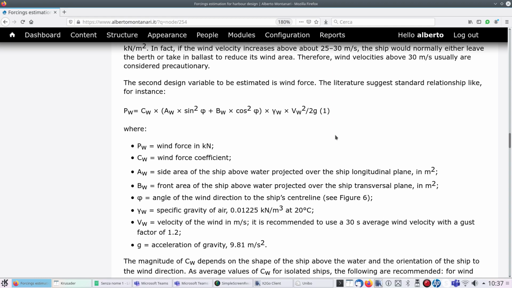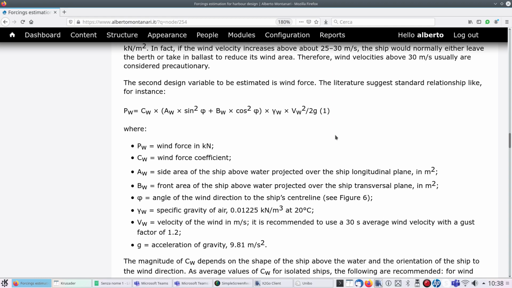So the two areas projected along the longitudinal and transversal direction are then multiplied by sin square phi and cos square phi. Why is that? Because wind is not perpendicular to the ship, not perpendicular to the center line, in general, not aligned with the center line. It's hitting the ship at an angle, and that angle is phi. So we need to find the wind component which is orthogonal to AW and orthogonal to BW. And in order to get the wind component that is orthogonal to AW, we have to multiply by sin phi.